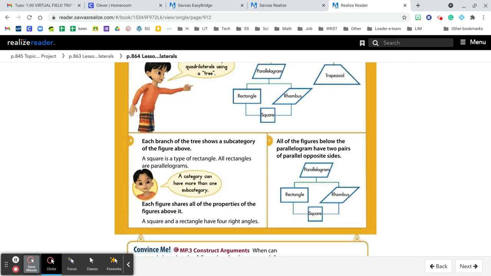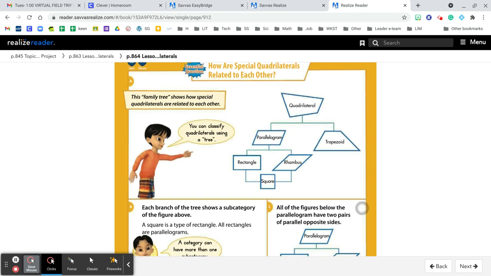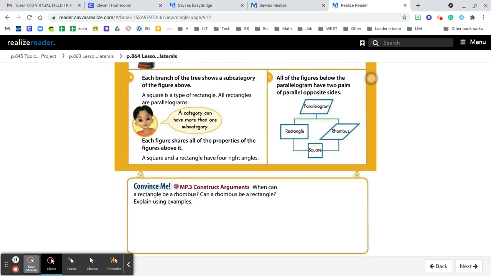Each branch of the tree shows a subcategory of the figure above. If a square is a type of rectangle, all rectangles are parallelograms. Each figure shows the properties of the figures above. A square and a rectangle each have 4 right angles. All the figures below the parallelogram have 2 pairs of parallel opposite sides. So this shows you how they're related to each other.